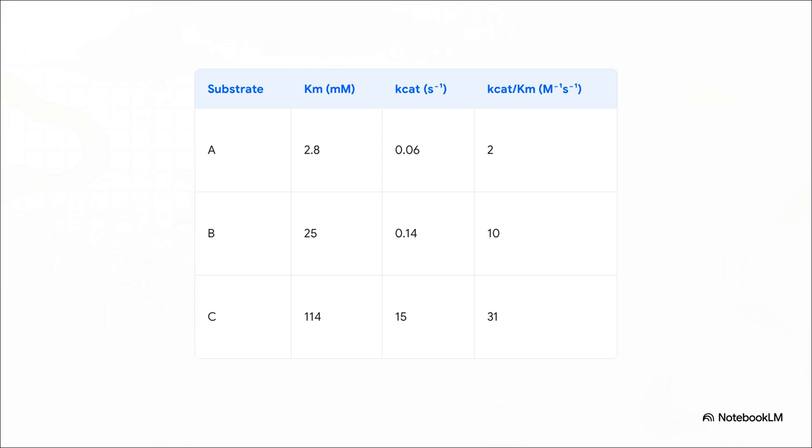Let's just focus on two key columns here. The one called Km, that tells us how tightly the enzyme grabs onto the substrate in the first place. And you can see there's no really clear trend there. But then look at the Kcat column. That measures how fast the reaction actually goes. And wow, it just skyrockets as we go from substrate A to C.